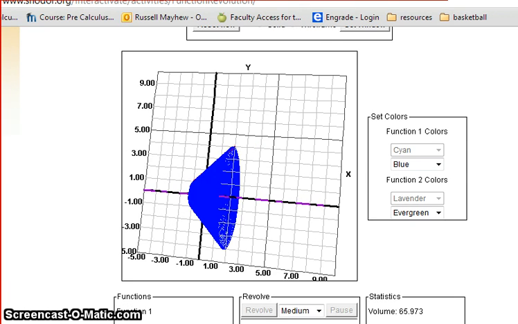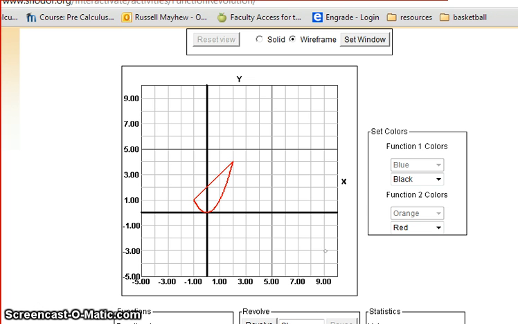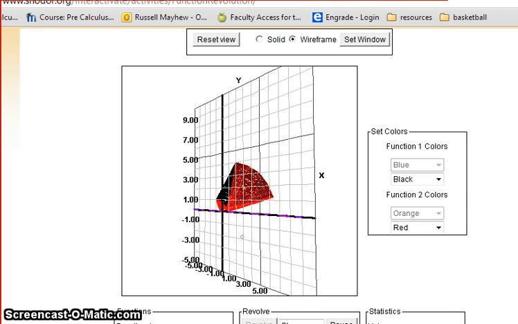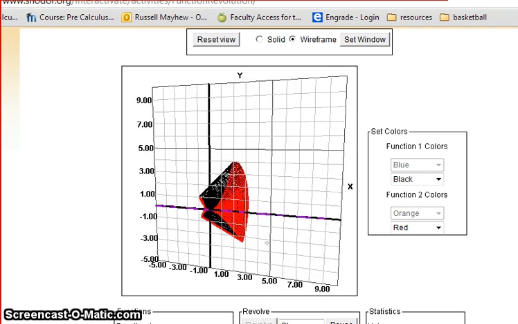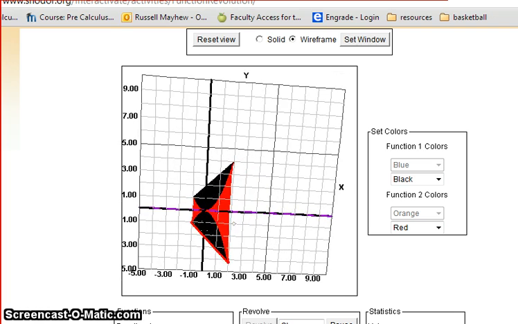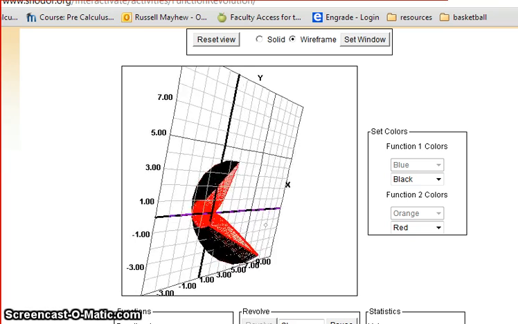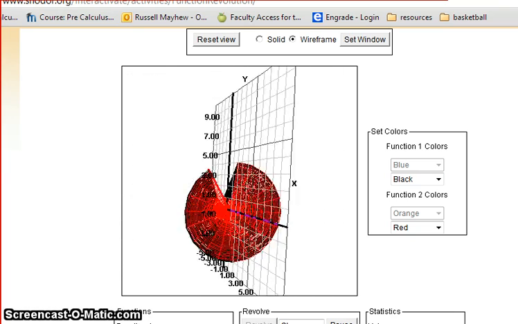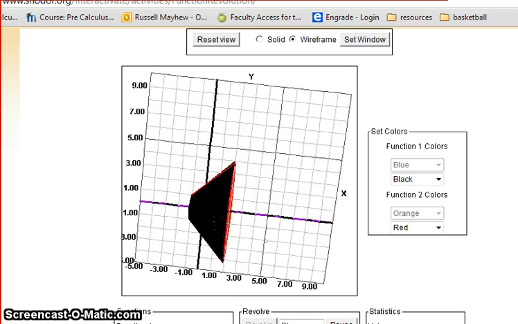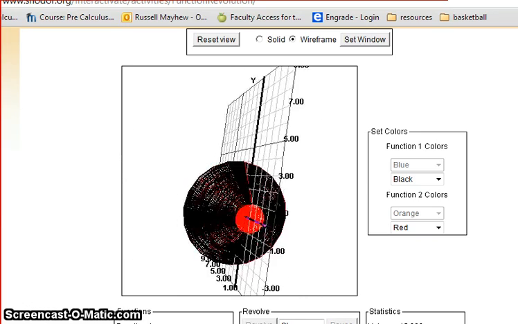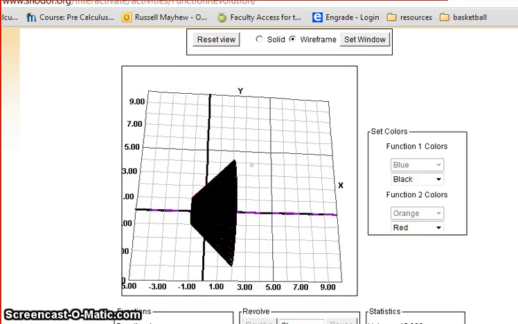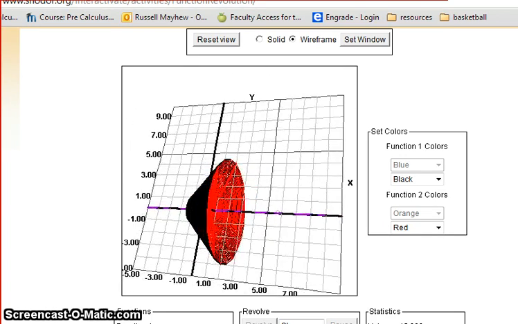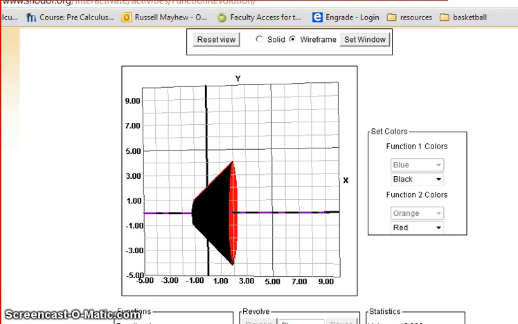So let's take a look at what that might look like. We're going to take this graph, and let's revolve it nice and slow. There you can kind of see that shape coming around the x-axis. There it is, it's coming around, and we get this nice interesting graph here. It's sort of like a lampshade, but a little more sophisticated. So let's try to find the volume of this beautiful shape here.